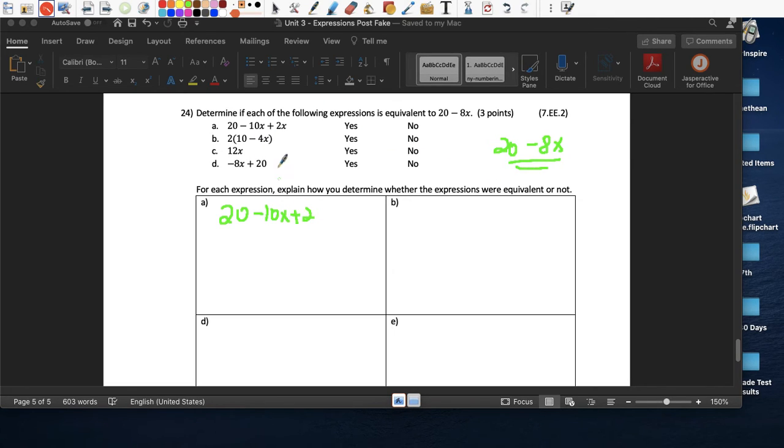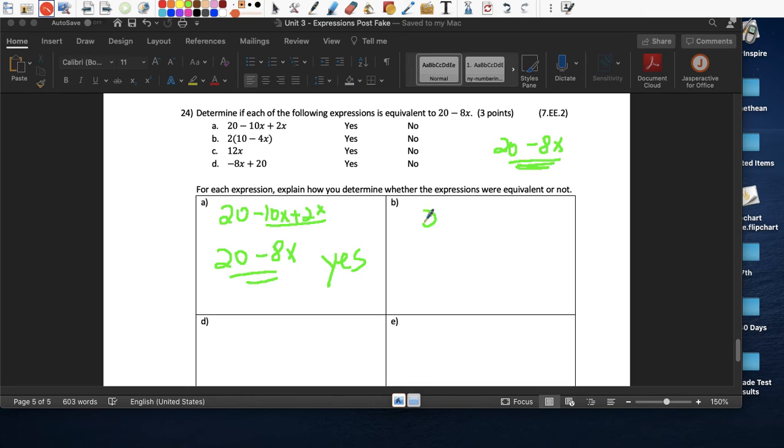Well, let's combine like terms. I can't combine the 20 and the 2x, I forgot an x here. I can't combine those. I can combine these two. Well, the 20 stays. Negative 10x plus 2x is negative 8x. So is this the same as this? Yes.